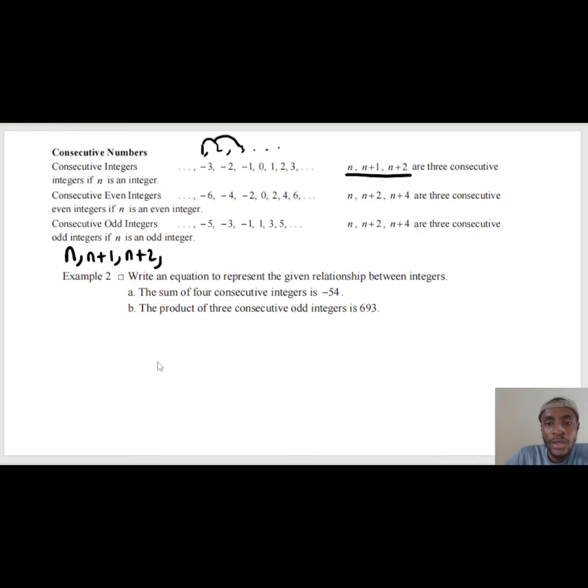So they are consecutive. But now, what are consecutive even numbers? What's the first even number? 2. Followed by what? 4. Followed by what? 6. What do you notice? The difference is what? 2. 2 plus 2 is 4. 4 plus 2 is 6. 6 plus 2 give us what? 8. And so on. That means if the first even number is n, the next one must be what? N plus 2. The next one will be what? N plus 4. Like that.